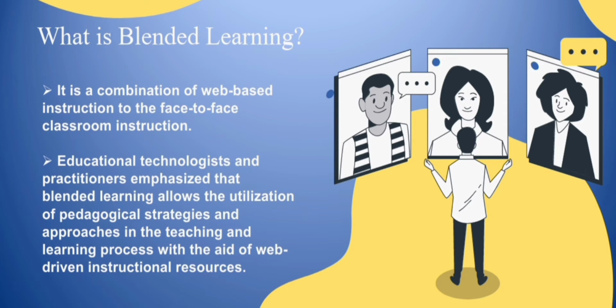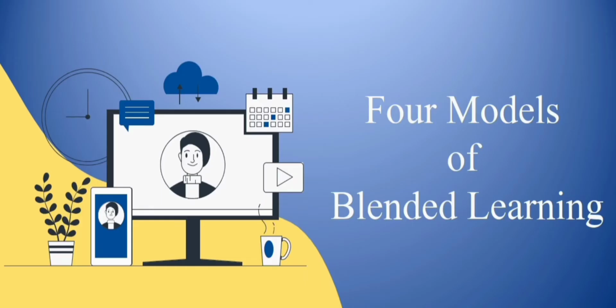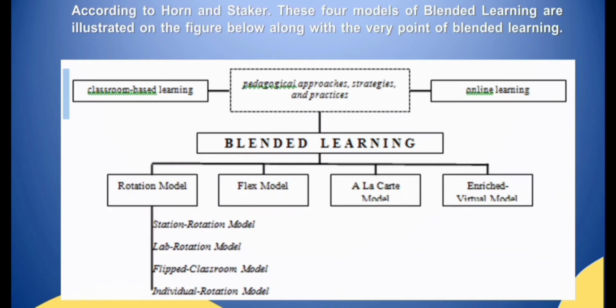So now, we will move on to the next slide. There are 4 models of blended learning. These are the rotational model and its 4 subcategories, the flex model, the a la carte model, and the enriched virtual model. According to Horn and Staker, these 4 models of blended learning are illustrated in the figure below along with the foremost point of blended learning.